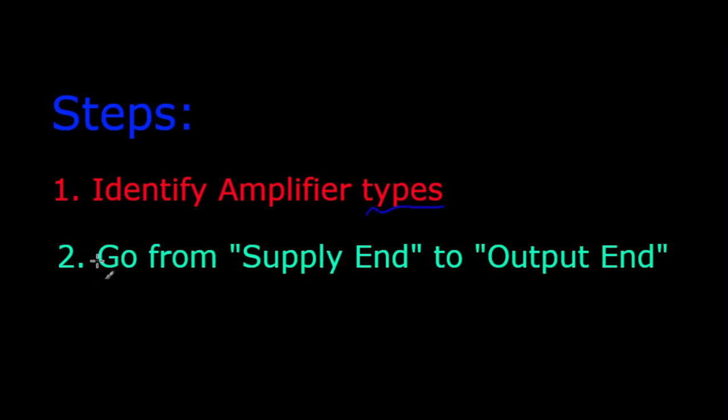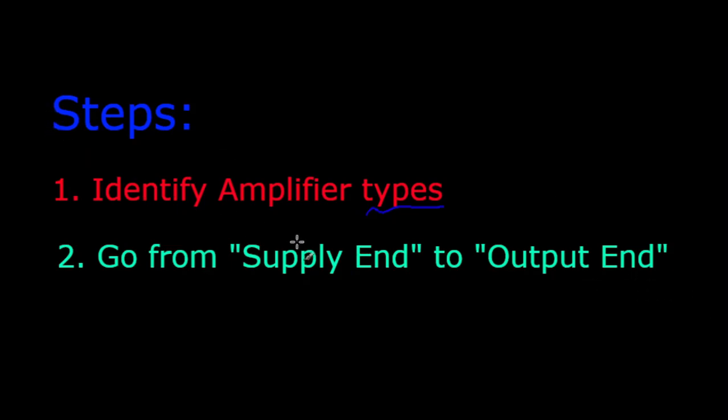The second step is just to tell you the flow of the problem, you could say. You go from the supply end, where you get your supply voltages, to the output end, since a lot of these problems are about finding the output voltage or the output current. So you go from the supply end to the output end.